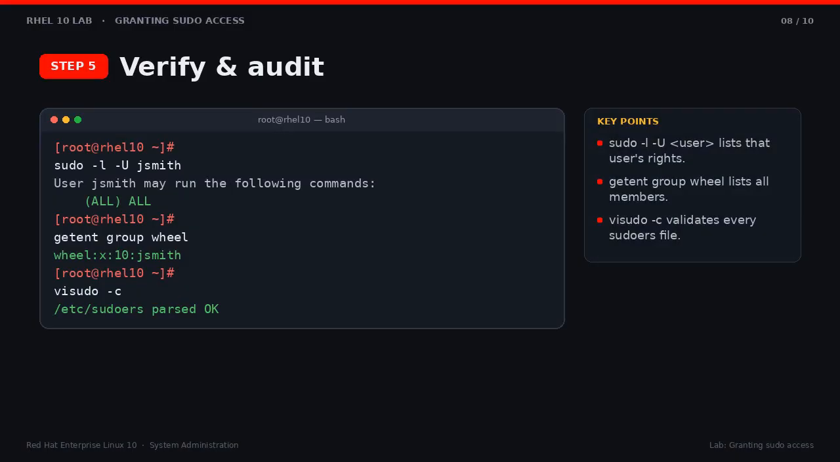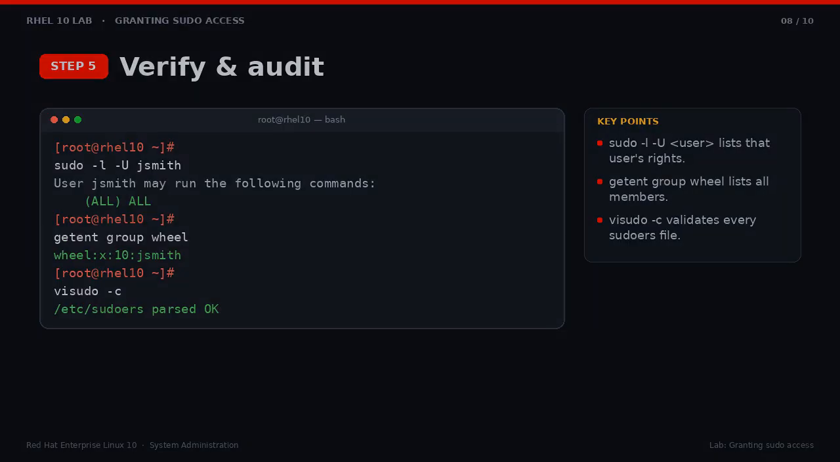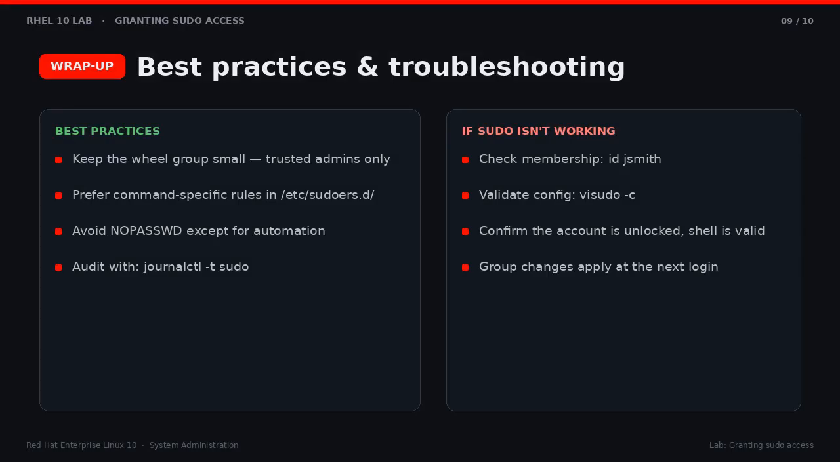Step 5. Verification and auditing. To see exactly what a user is allowed to run, use sudo -l -U jsmith. This lists jsmith's sudo privileges. To list everyone in the wheel group, run getent group wheel. And to validate the syntax of all sudoers files, run visudo -c. It should print /etc/sudoers parsed OK.